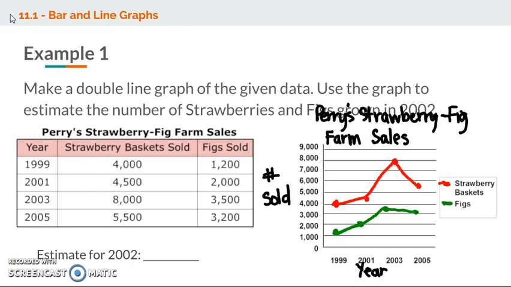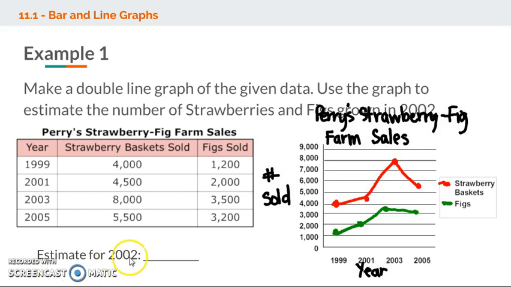All right, take a look at my double line graph, and see what yours looks like. I have the number sold labeled on the side. I have our year at the bottom. I have our key over here letting me know what is my strawberry baskets and what's my figs. I have my title, which was just the title of my chart, Perry's Strawberry Fig Farm Sales. And then I have my points, and I have connected them. Okay. So now if you don't have this, copy it down, write it down.